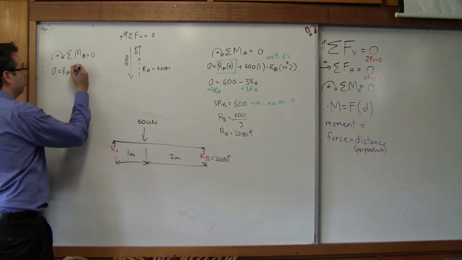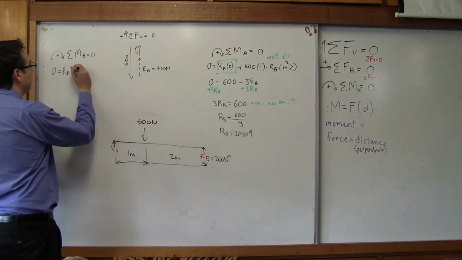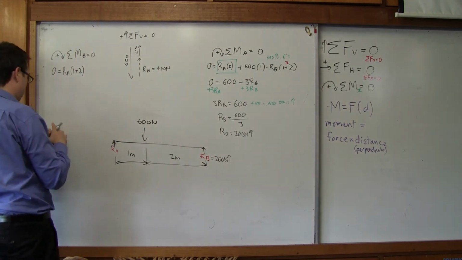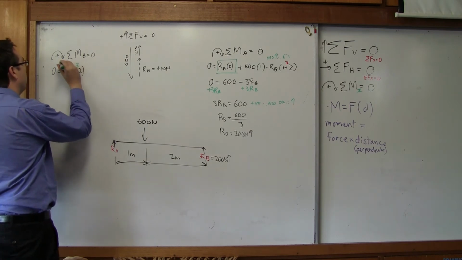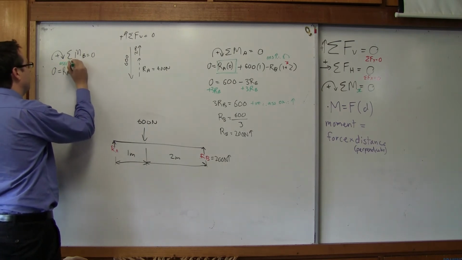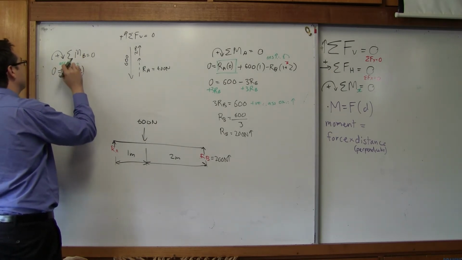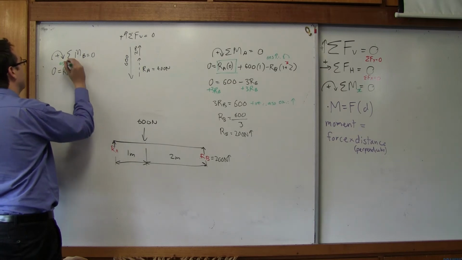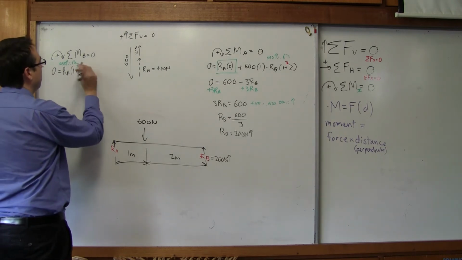I don't need to worry about that. And how far away is it from RB? I'm going to write it as 1 plus 2, and the reason I wrote it as 1 plus 2 is because I'm going to assume clockwise is positive. Let's actually assume up. Therefore clockwise, because it's positive. I like to write it as 3.